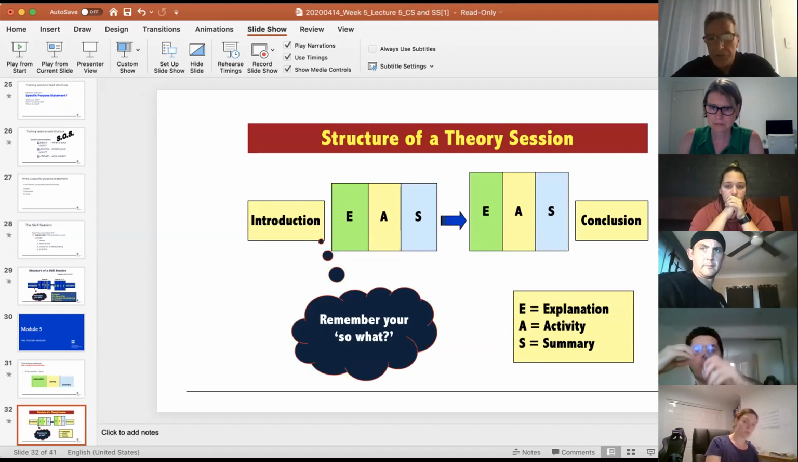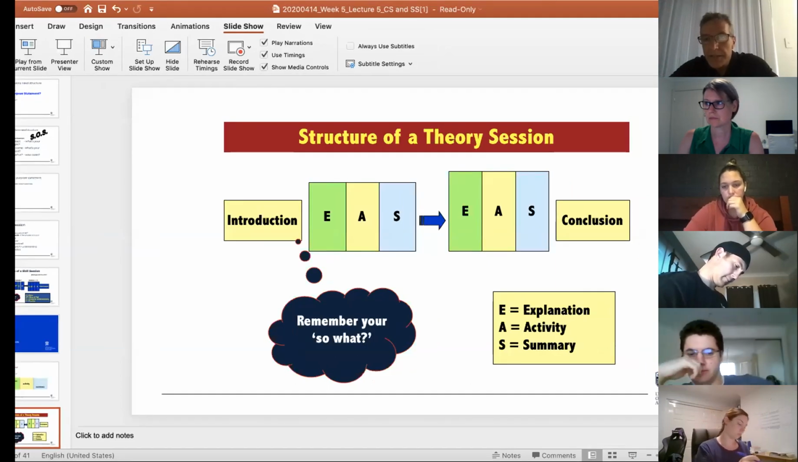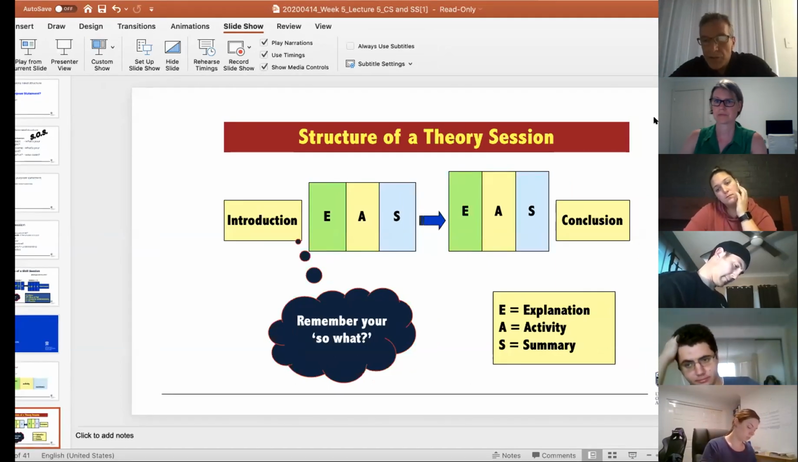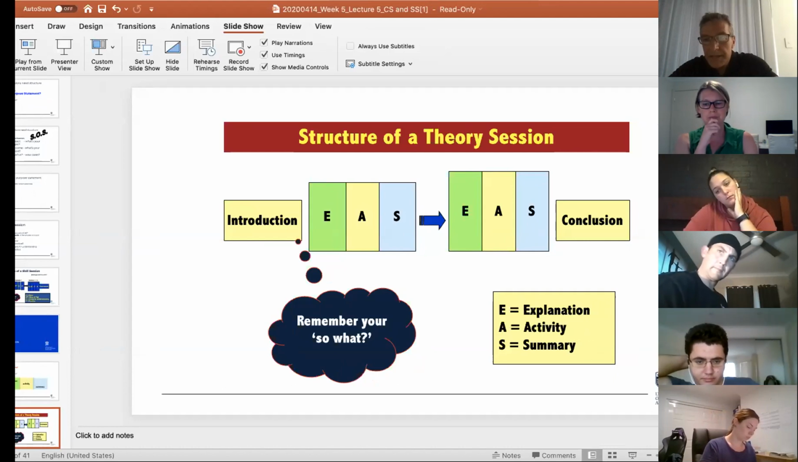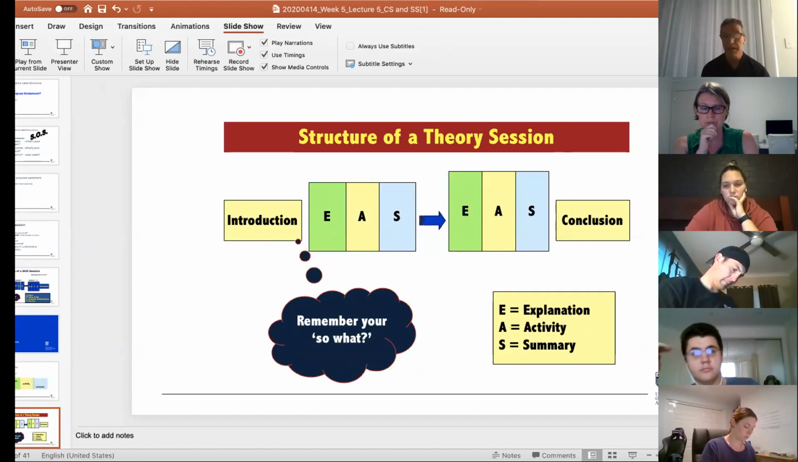And then conclusion. Now, there's a question from Sarah. Is the activity something that only the learner does? You can do it yourself as a presenter if you want to, but it's primarily for the learners. Yeah, it's primarily for the learners, but you can participate in some way if you would like to as a presenter.